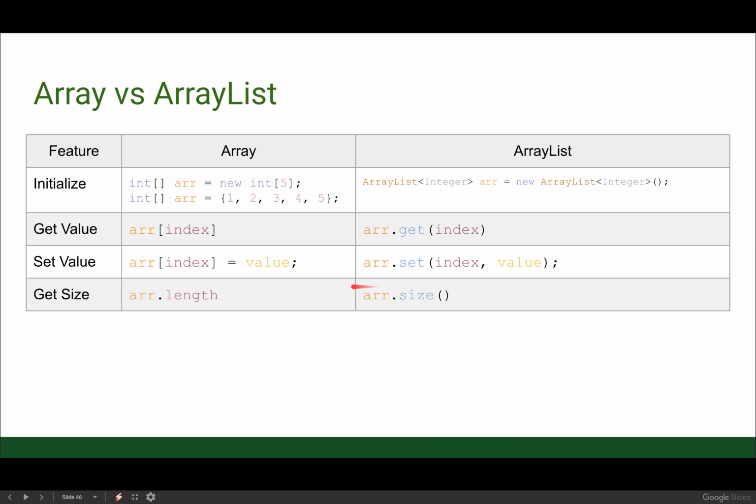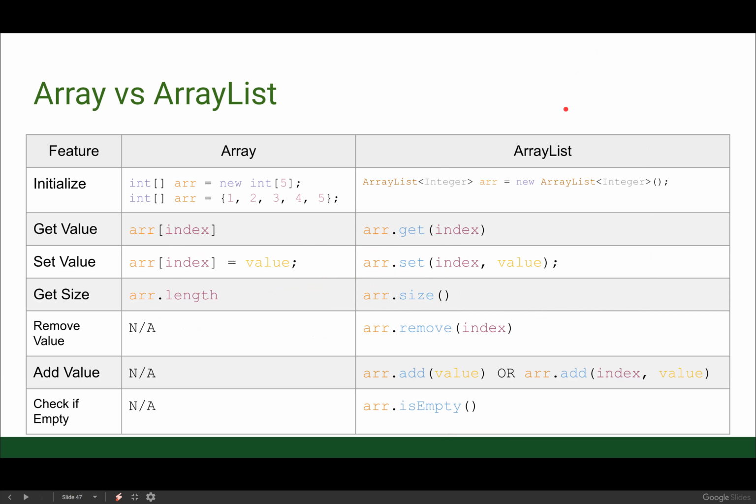Now, those are all the places where we can do the same thing in an array list as we can in an array. However, array lists have more functionality than arrays do. Arrays cannot remove values, they cannot add values, and they don't have a method to check if they're empty. Where in an array list, I can call the remove method. I can call the add method with either 1 or 2 parameters to add a value. And there's a method to check if there are any elements. We can call the isEmpty method, and that will return true or false, depending on whether there are elements in my array list.